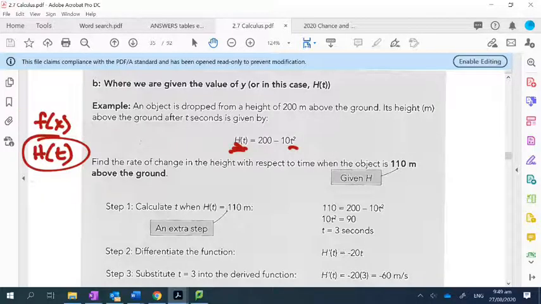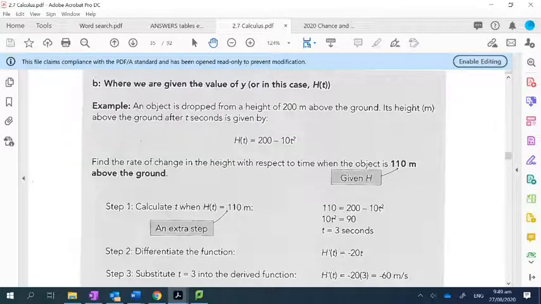So let's look at what that looks like. Again, it's just a matter of where you're going to put your number. Do you put it in place of the t? Do you put it in place of the h of x? Do you put it in place of the slope?